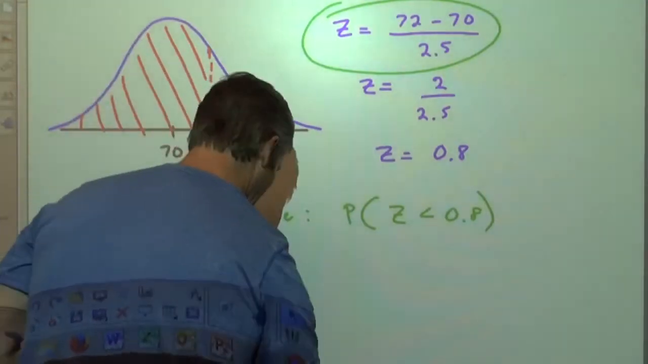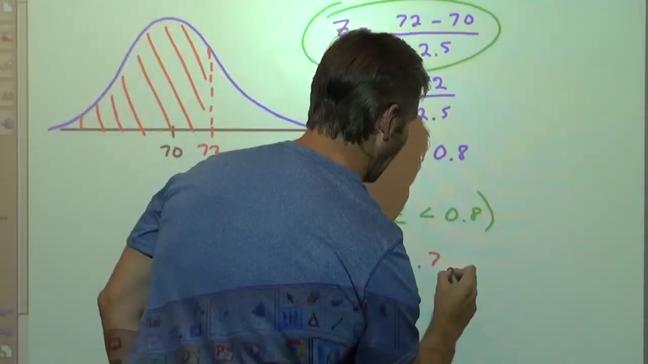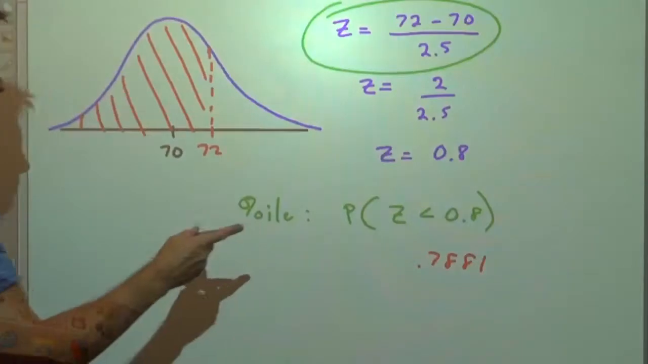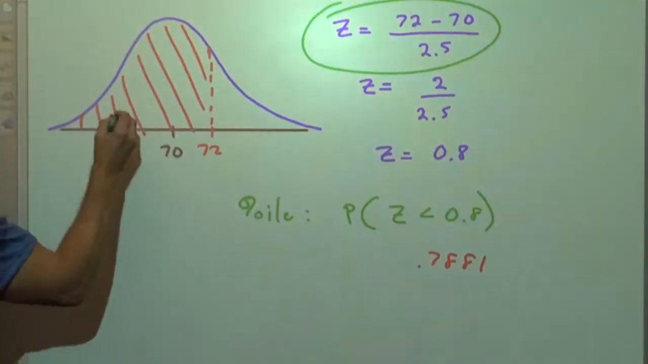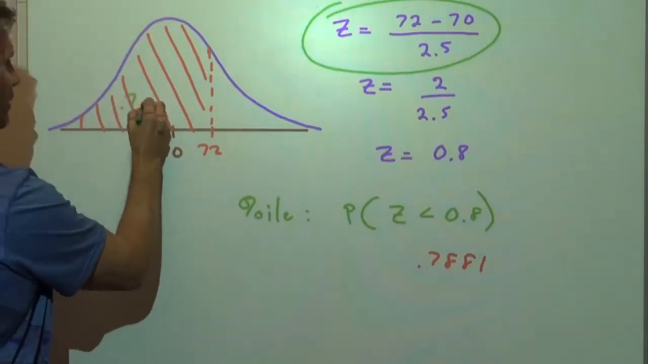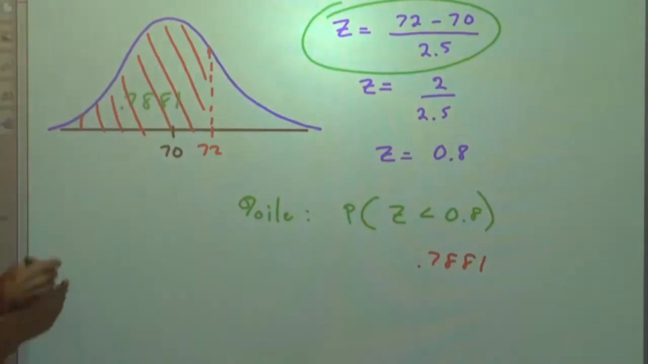So this is 0.7881. That means 78.8% of all males' heights are below this height of 72 inches. So that percentage, let's round that to about 79%.